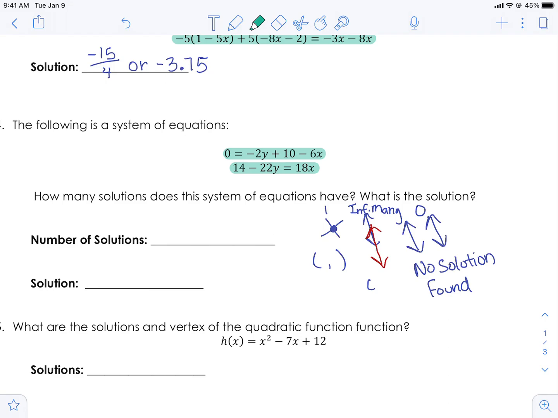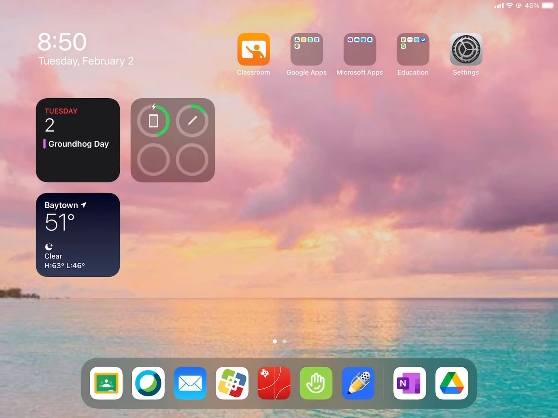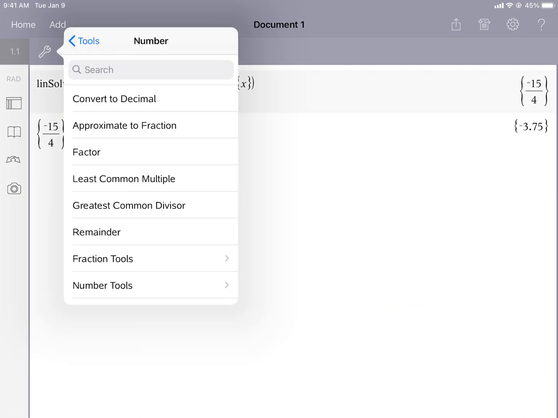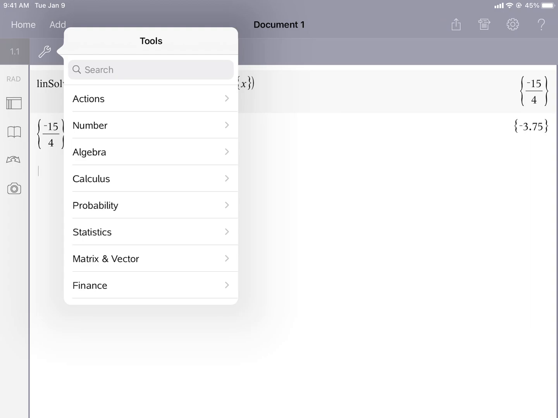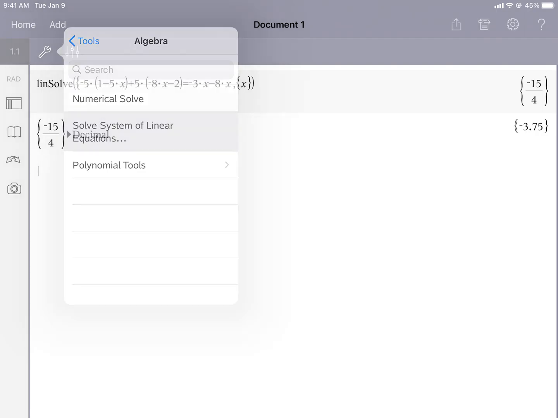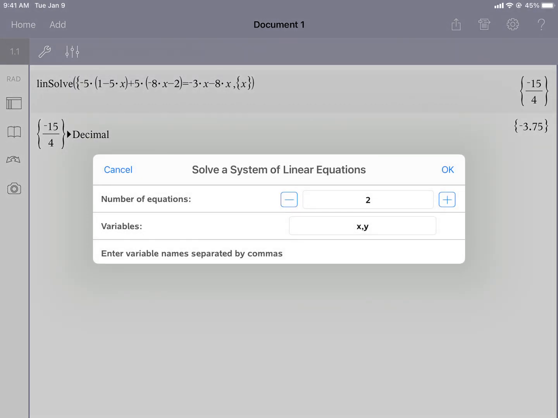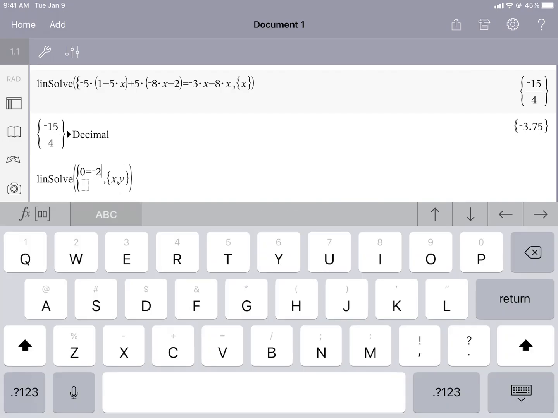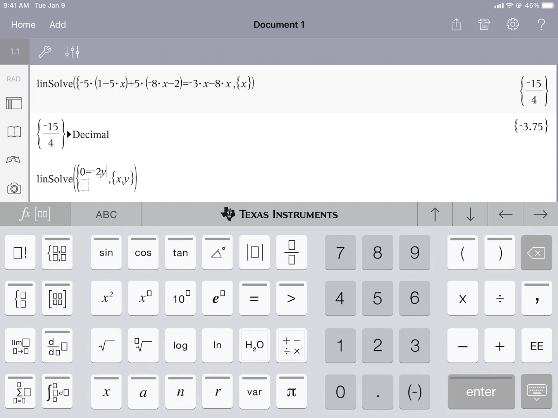We're going to do it the same way we solved the equation, except this time we have 2 equations. So I'm going to go to the toolbar. I'm going to go back. So again, 3, 2. So algebra, solve systems of linear equations. Now I have 2 equations, so I don't have to change anything, and I press enter. So I'm going to type it in exactly as I see it. So it was 0 equals negative 2y. So I have to switch over to get my y. The y and x are at the bottom of the yellow calculator. Plus 10 minus 6x.